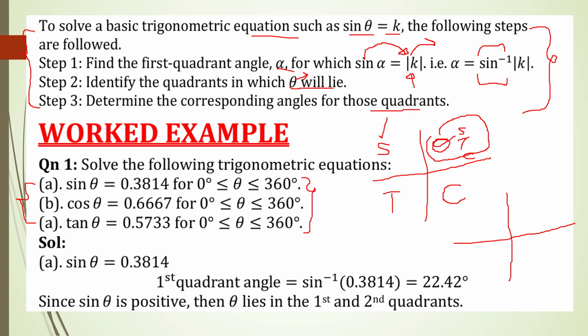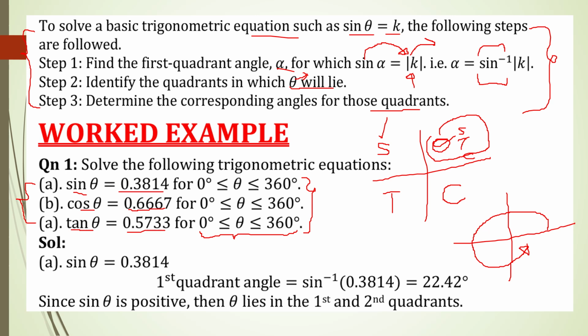So example 1, or question 1: we are supposed to find the angles if sine theta is equal to positive 0.3814. We also find an angle theta where cos theta is equal to 0.667. We also find an angle theta where tan theta is equal to 0.5733. Now the most important thing to note here is that we are given a positive range. If you have a positive range, you should know that we are measuring an angle starting from the positive x-axis going anticlockwise.